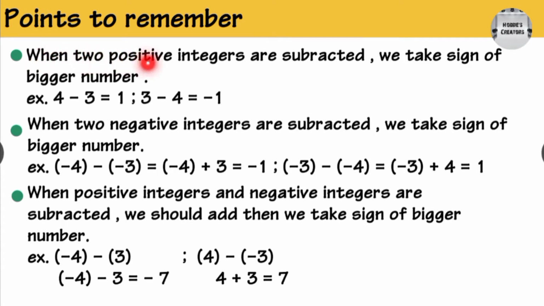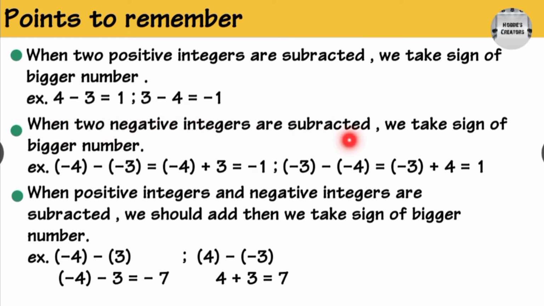When two positive integers are subtracted, we take the sign of the bigger number. So see, we are subtracting two positive integers. 4 subtracted by 3. So 4 minus 3 is nothing but 1. And we have to see the bigger number's sign. The bigger number here is 4, and we have a positive sign. So plus 1. Next example, 3 minus 4. So 3 minus 4 is nothing but 1. But the bigger number is 4 here, and we have the sign of minus. So minus 1.